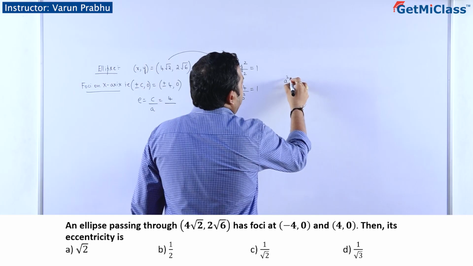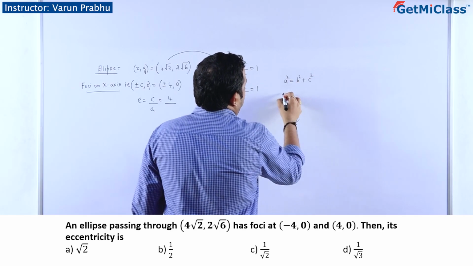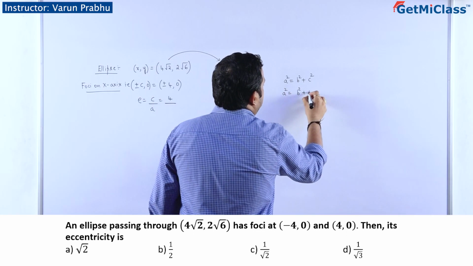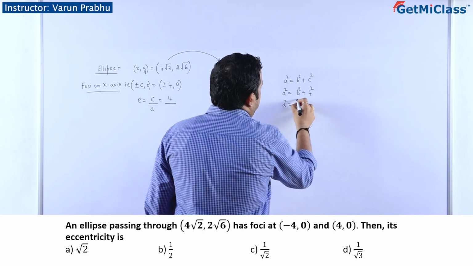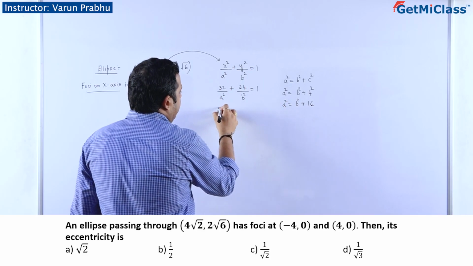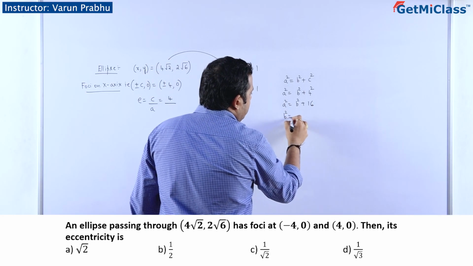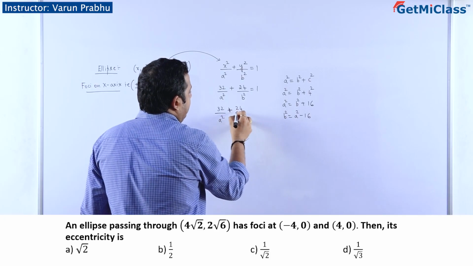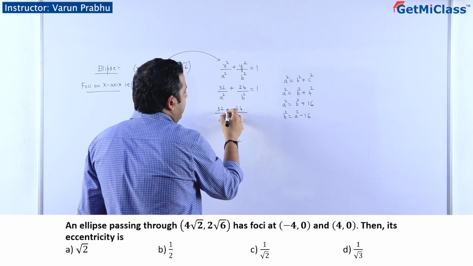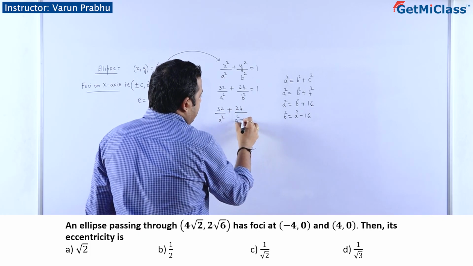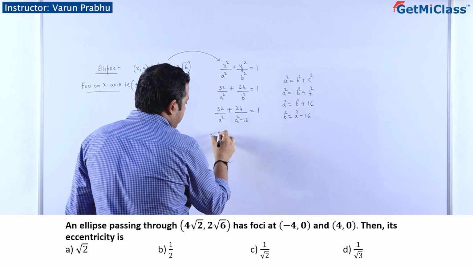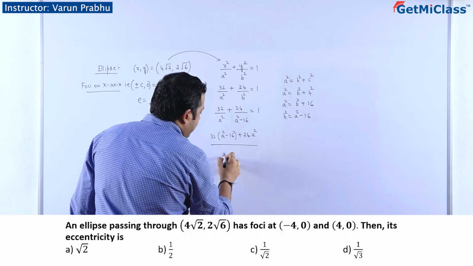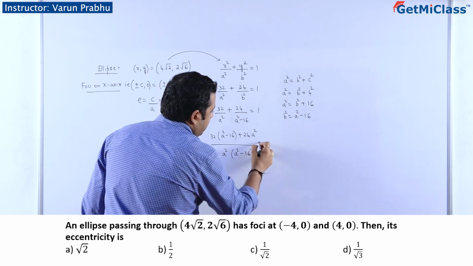Now we can write a square is equal to b square plus c square. So a square is equal to b square plus 4 square, a square is equal to b square plus 16. So I can say b square is equal to a square minus 16. So 32 by a square plus 24 divided by b square, which is a square minus 16, that is equal to 1. So 32 into (a square minus 16) plus 24 times a square, whole divided by a square into (a square minus 16), that is equal to 1.